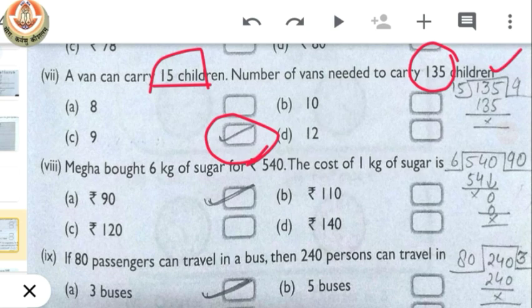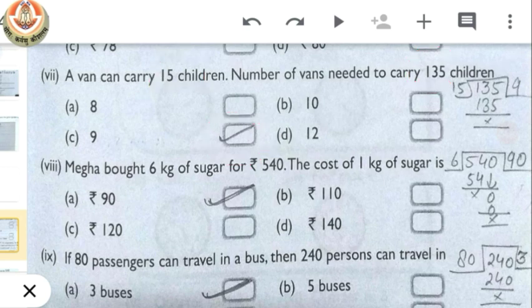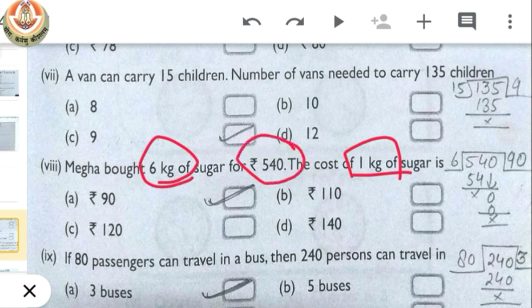Now Megha bought 6 kg of sugar for rupees 540. So we have to find out the cost for 1 kg. See, whenever we are given the rate of a quantity and we have to answer for 1, for this we have to just divide the given price by the given quantity. Okay, so here also we will divide 540 by 6 and we get our answer.